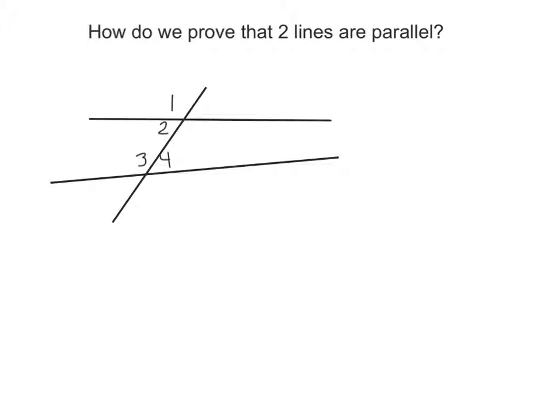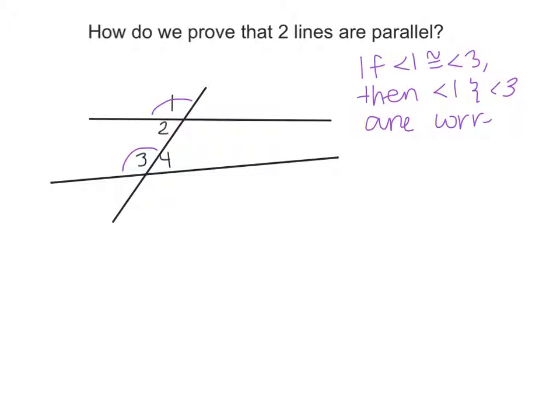But if I know that angle 1 is congruent to angle 3, so if this guy is congruent to this guy, okay, then angle 1 and angle 3 are what kind of angles? So take a moment and think about those and go ahead and write it down. They are corresponding angles. So if you came up with corresponding, then that's great.